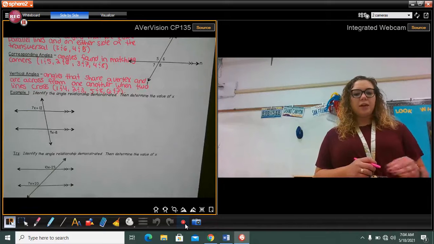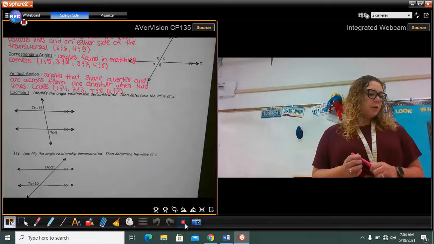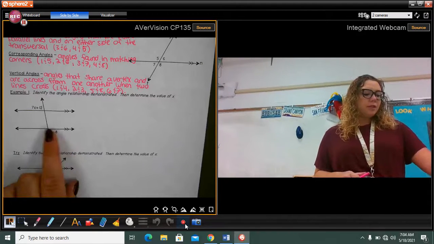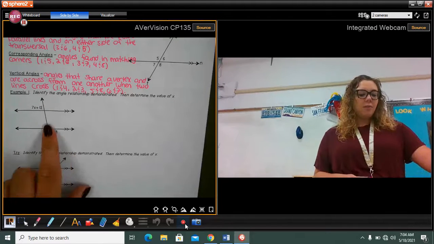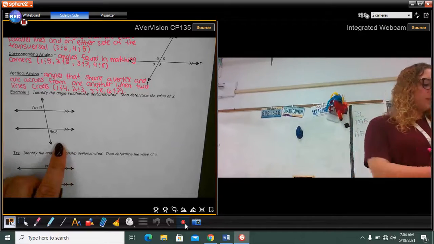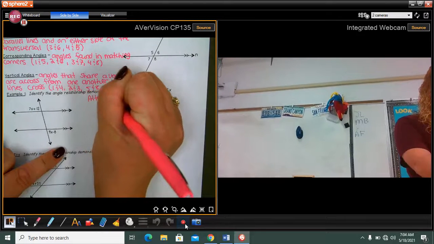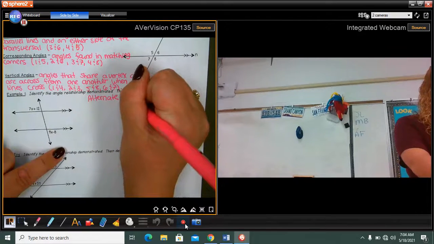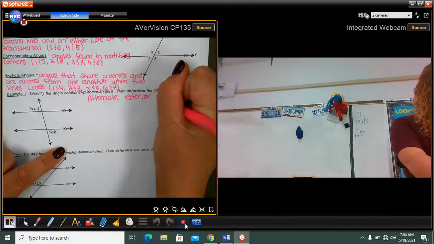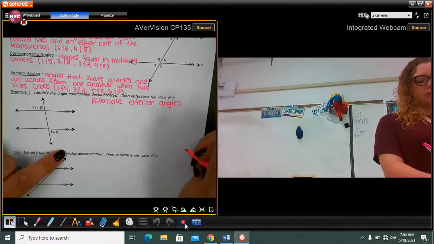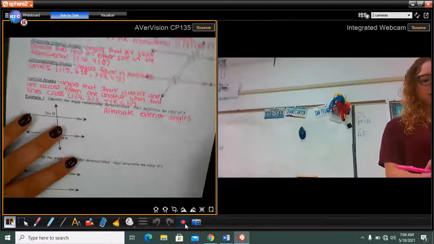So here it says, identify the angle relationship demonstrated, then determine the value of x. Okay, so let's look at these. First thing, they're on the outside of the parallel lines, so they're going to be exterior, and they're opposite sides of the transversal. So these are going to be alternate exterior angles. They're going to be equal to each other. So if we want to find x, we need to set up an equation. Since we know they're congruent, we're going to set them equal to each other.